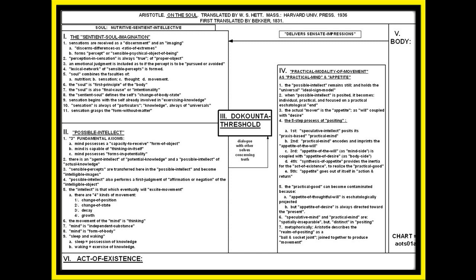But because appetite is two-sided, the practical good can become contaminated, because appetite of thoughtful will is eschatologically projected, but appetite of desire for Aristotle is always directed toward the present and the sensate.